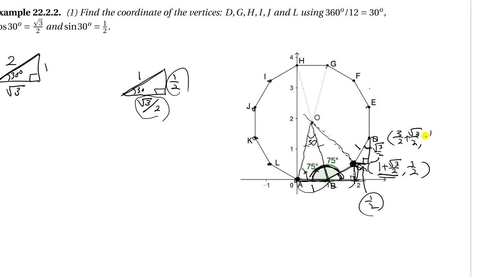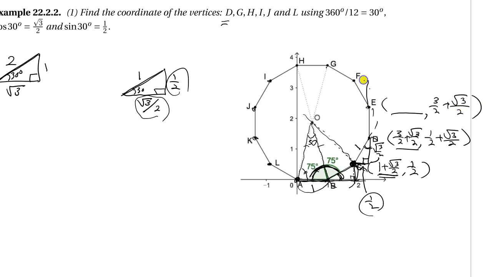So it's going to be 1/2 plus square root 3 over 2. That's the coordinates of D. Then the E is easy, right? So same x coordinate like this, and the y coordinate is just adding one more. So it's going to be 3/2 plus square root 3 over 2, right?